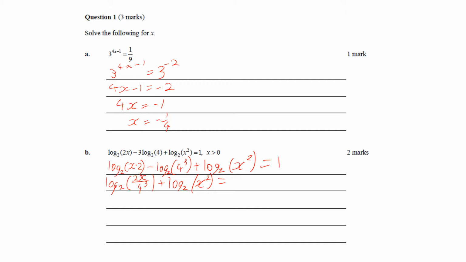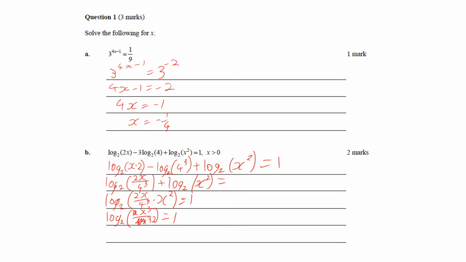And now, since we have 2 logs that are adding, we can combine the logs together by multiplying whatever's inside the logs. So we'll get log base 2 of 2x on 4 cubed times x squared. This will be equal to 1. So let's clean up what we've got inside our logarithm a little bit. So this will be the same as log base 2 of 2x cubed on 64. 4 cubed is 64. So I'm going to simplify this down to x cubed on 32. And this is equal to 1.